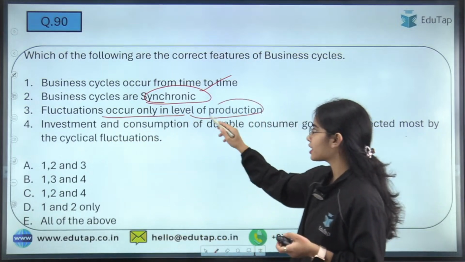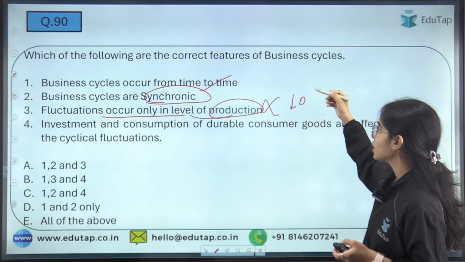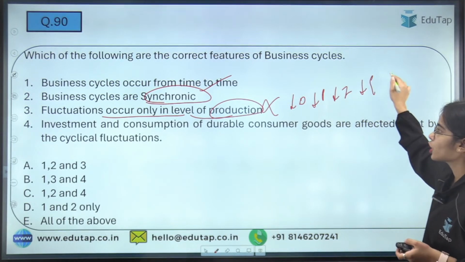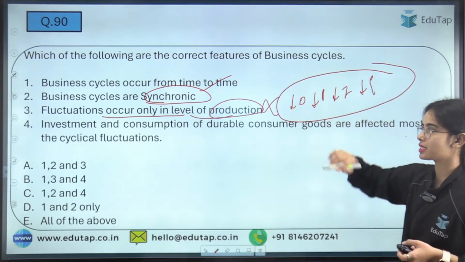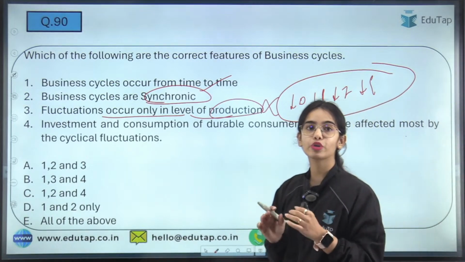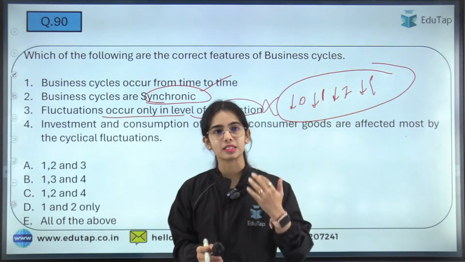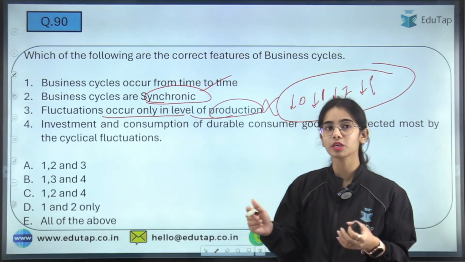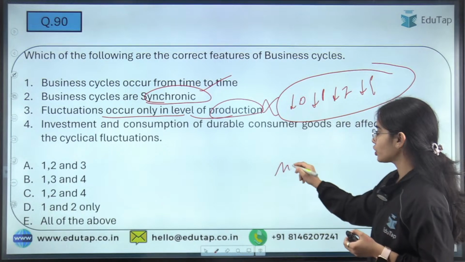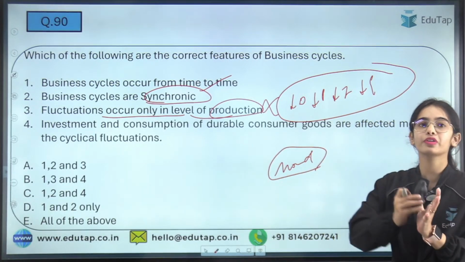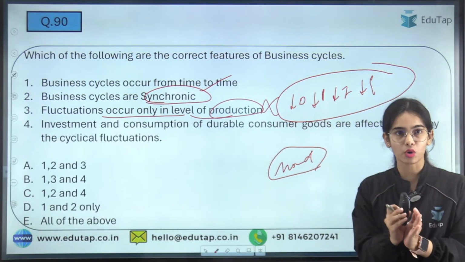Fluctuations occur only in the level of production. No, demand decreases, production decreases, investment decreases, employment decreases. So other factors are also affected. Investment and consumption of durable consumer goods are affected most by cyclical fluctuation. So yes, because if we are talking about non-durable goods such as food and vegetables, we have to consume them even if we are in the boom phase or in the contraction phase.